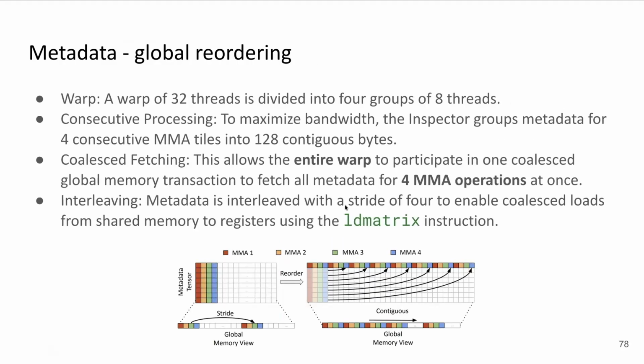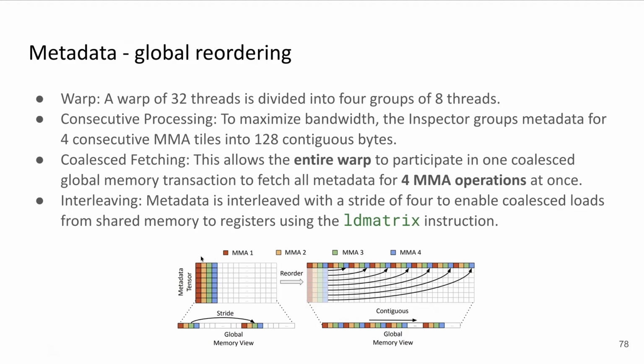And on a global scale, we also have reordering as well to maximize memory efficiency. So a warp has 32 threads. And like I mentioned before, the tensor core requires 8 threads to load data for one MMA operation. So because there are 32 threads, we can actually load metadata for 4 consecutive MMA tiles. So each one of the 8 threads is going to load data for one MMA tile.